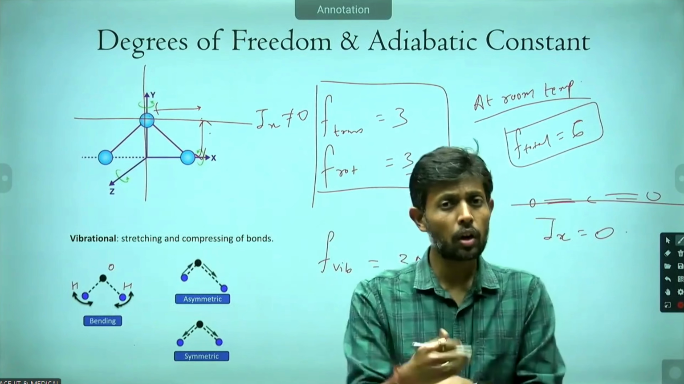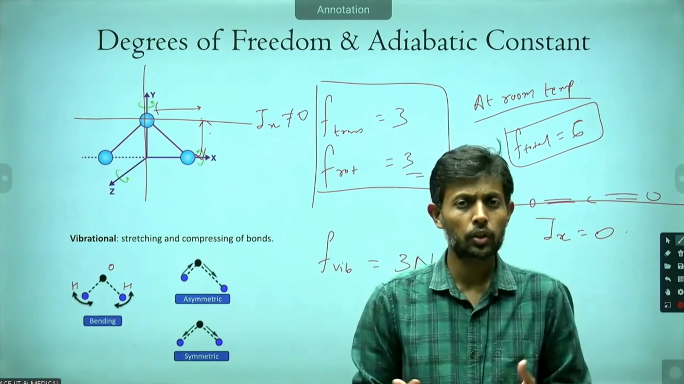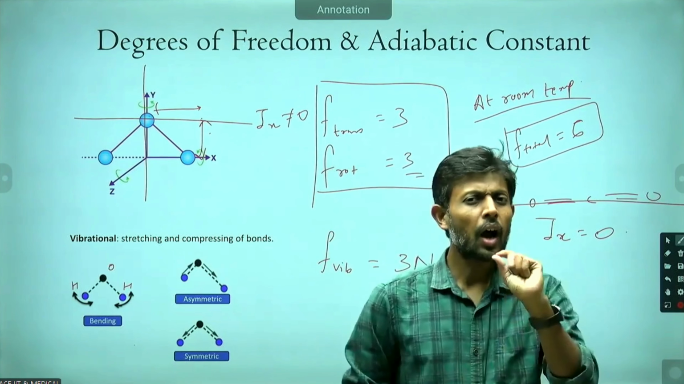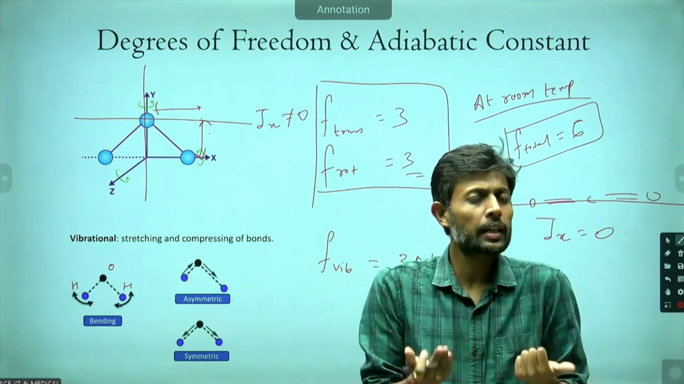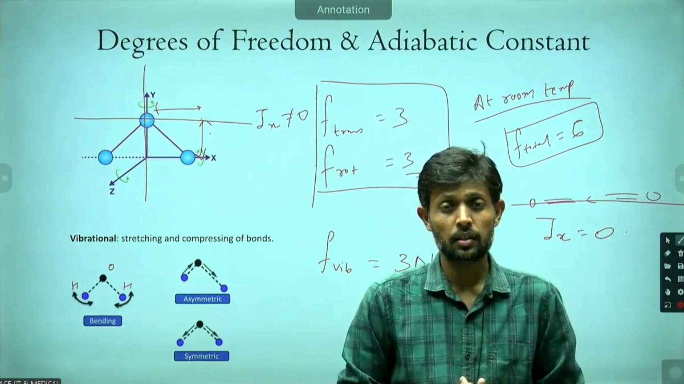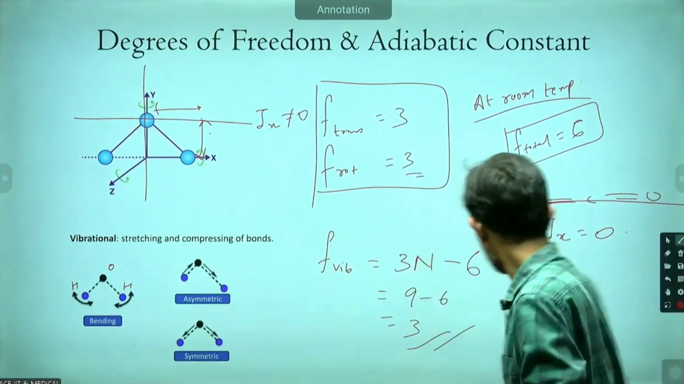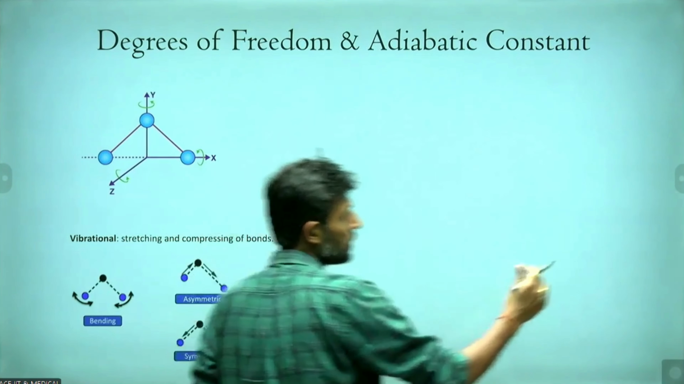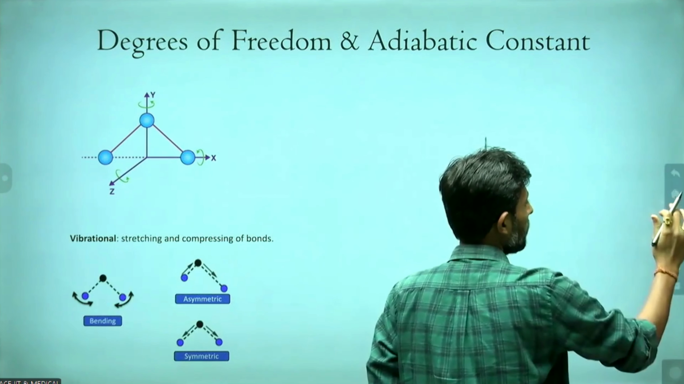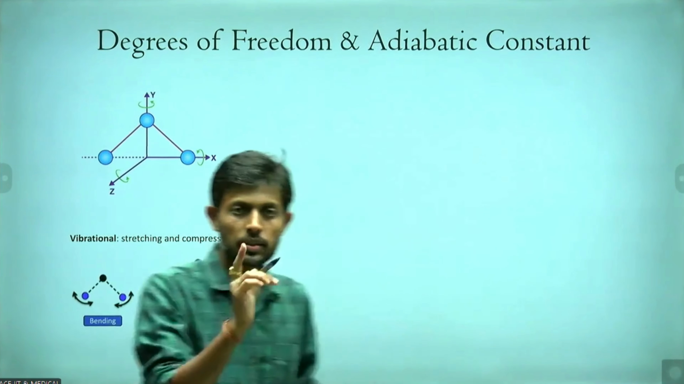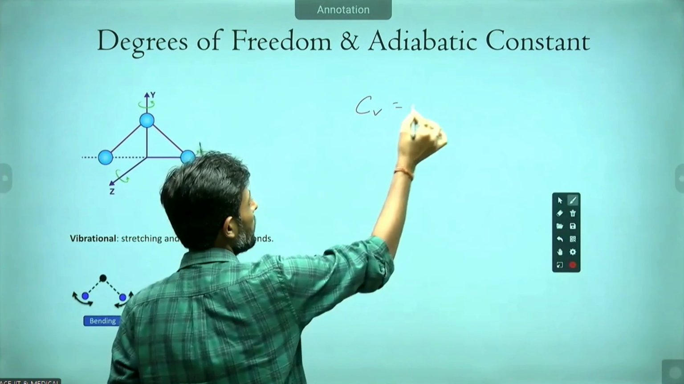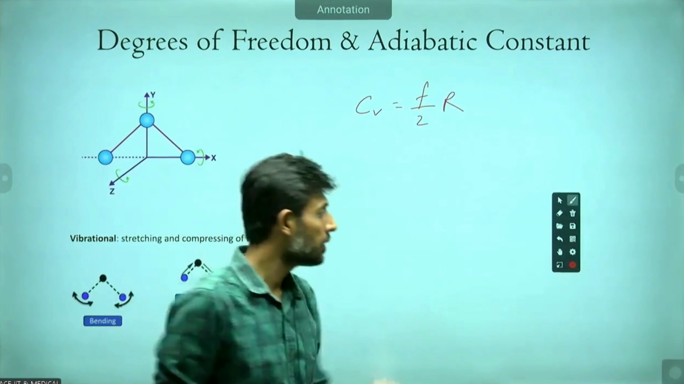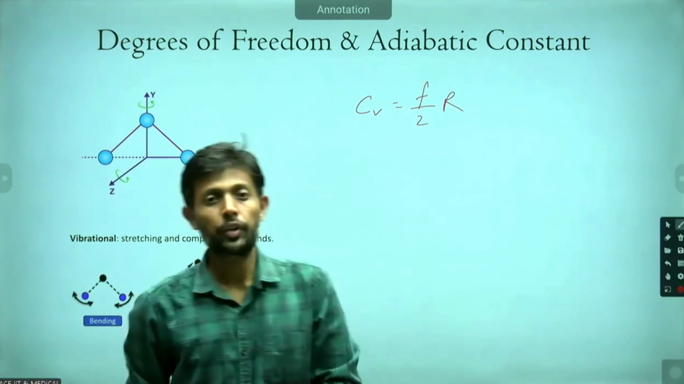Okay. This was all about counting the number of degrees of freedom of a molecule. Monoatomic, diatomic, triatomic, and so on. But how is it related to specific heat capacity or the adiabatic constant? Let's take a look at that. From kinetic theory of gases, you would know that Cv, or specific heat capacity at constant volume, is given as F by 2 R. What is that F there? That is our degree of freedom.